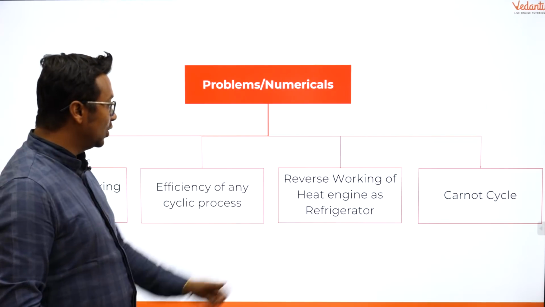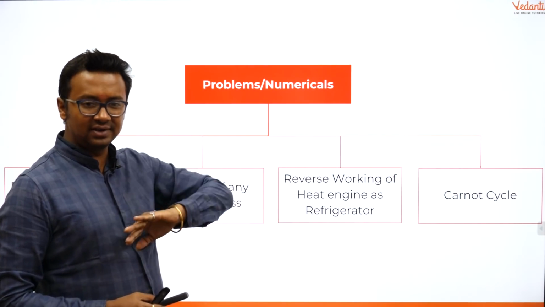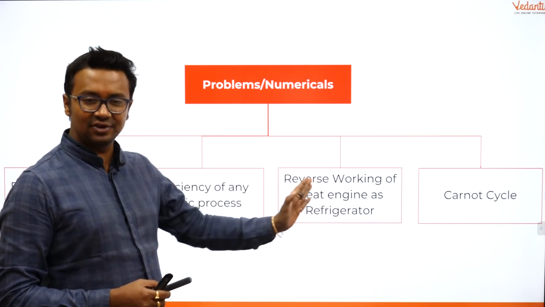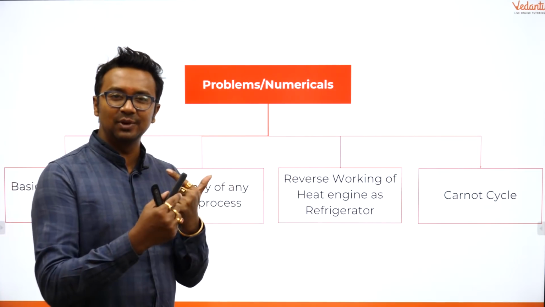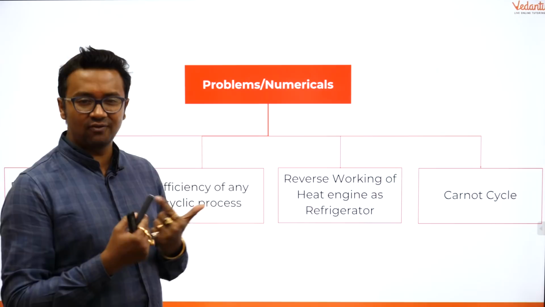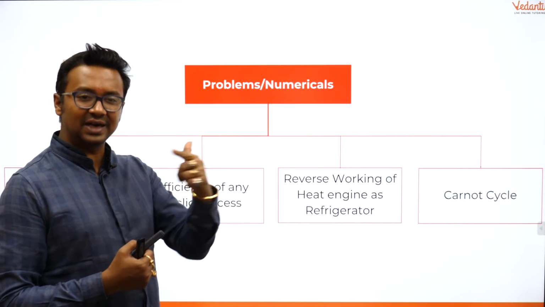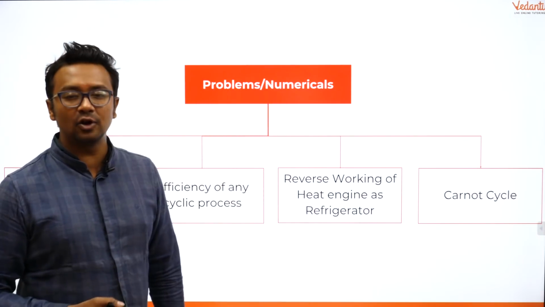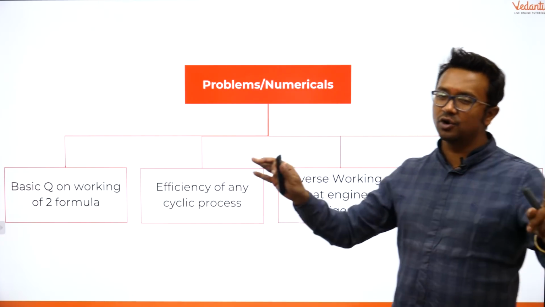The third one we are going to look at is this: there's a heat engine, and if it is worked in a reverse direction, it will work as a refrigerator. So how do we relate the efficiency and the coefficient of performance of the heat engine and the refrigerator? That's the third thing. And the fourth numerical will be based on the Carnot cycle. So this is the agenda for today's session.